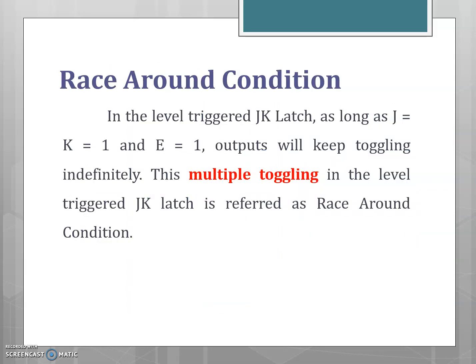And now let us define what is race around condition. In the level triggered JK latch, when the input J equal to 1 and K equal to 1 and the enable is also equal to 1, the output will keep toggling indefinitely. This multiple toggling in the level triggered JK latch is referred to as race around condition.